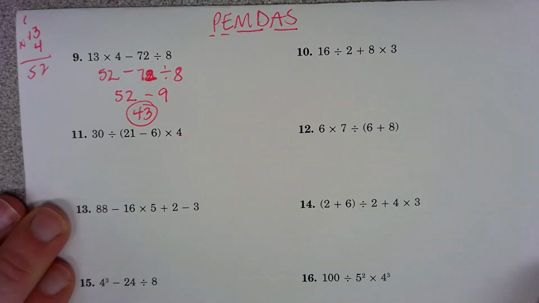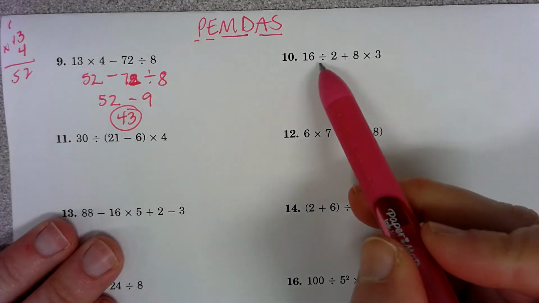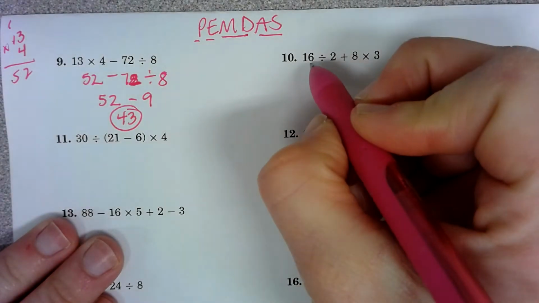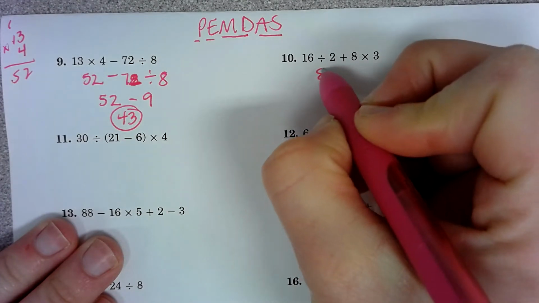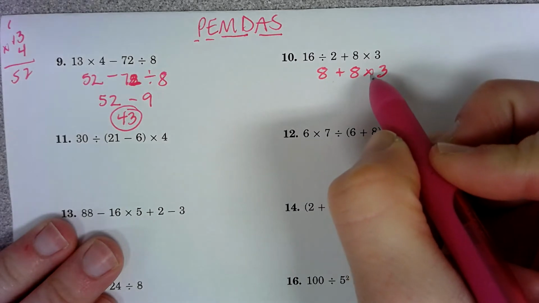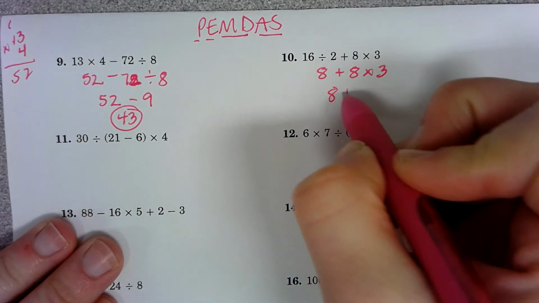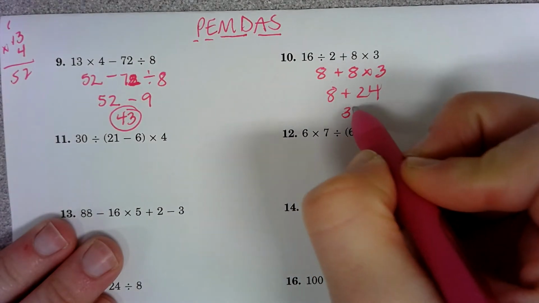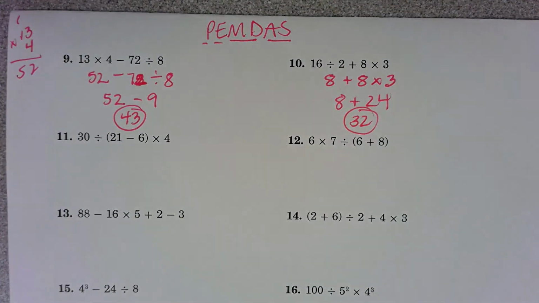Okay, let's do number 10. So we have divide, we have add, and we have multiply. So I'm going to do this one first. 16 divided by 2 is 8 plus 8 times 3. Now I have to do multiply next. 8 plus 24. And my answer, when I add these two together, would be 32.